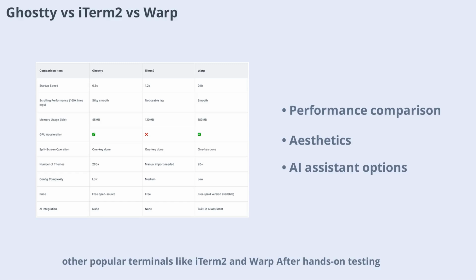After hands-on testing, the results are clear. If you want pure performance and aesthetics, Ghostty is the way to go. If you're deeply invested in the iTerm 2 ecosystem, you might prefer to stick with it. And if you need a built-in AI assistant, Warp could be your choice. For most developers, Ghostty's speed, simplicity, and active open source community make it the top pick.